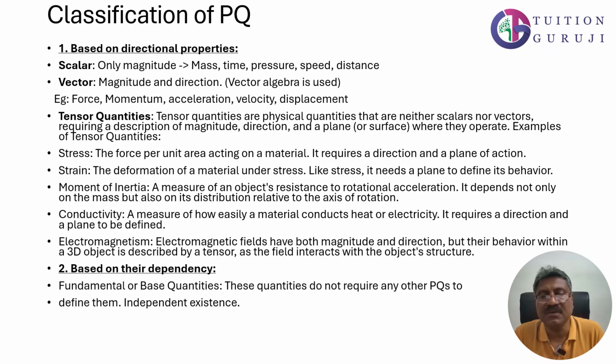Tensor quantities are physical quantities that are neither scalars nor vectors, requiring a description of magnitude, direction, and the plane or surface where they operate. Examples of tensor quantities are stress, strain, moment of inertia, conductivity, electromagnetism, etc. All these require some plane to act upon.